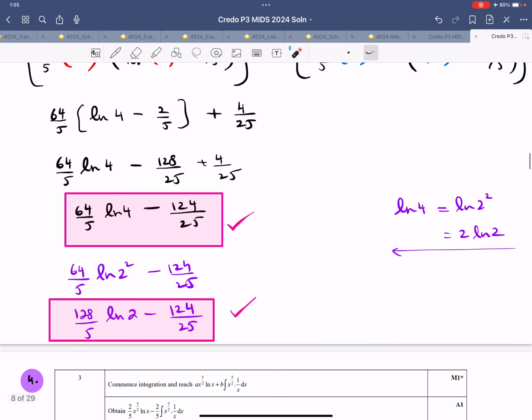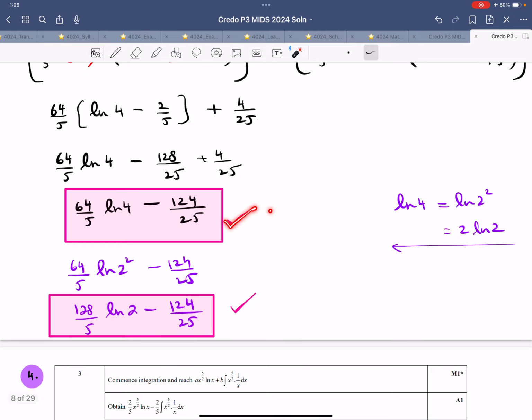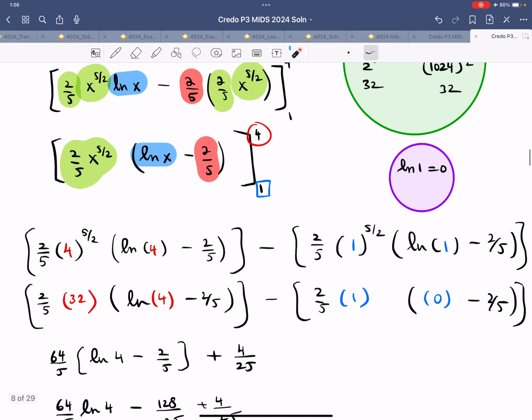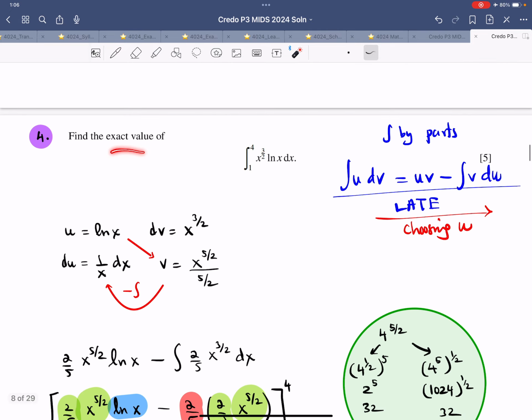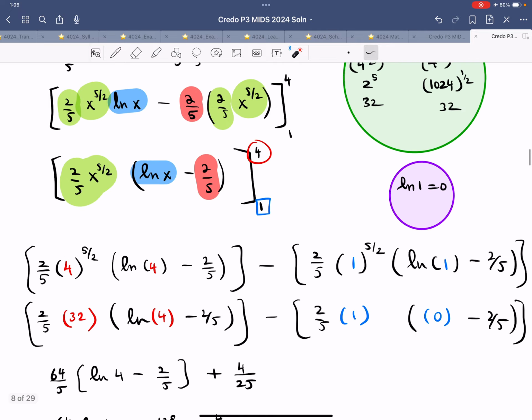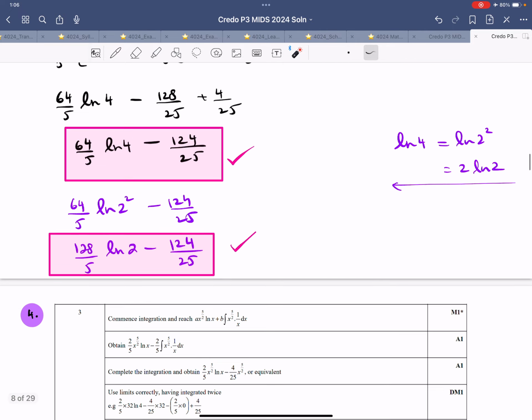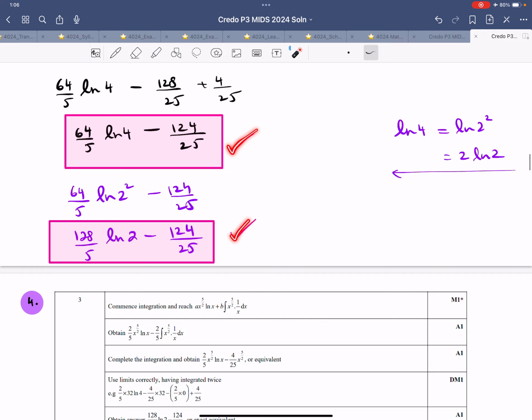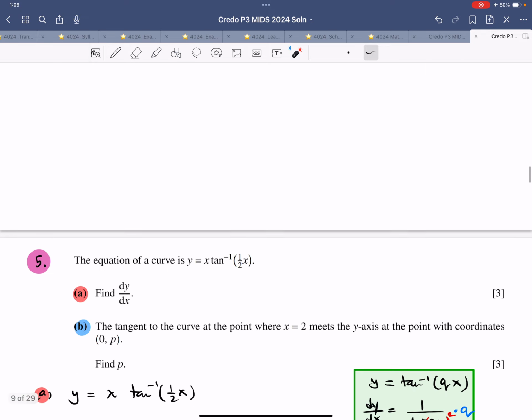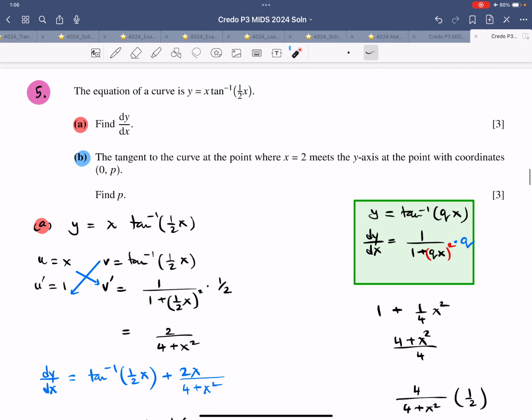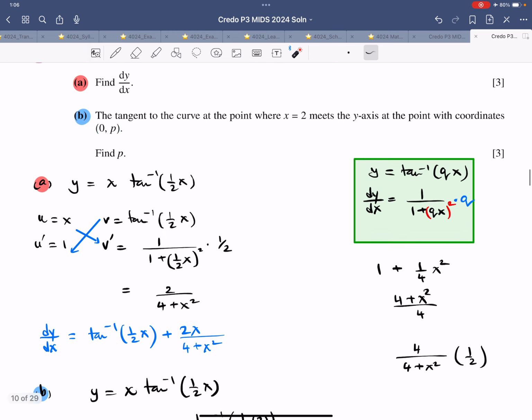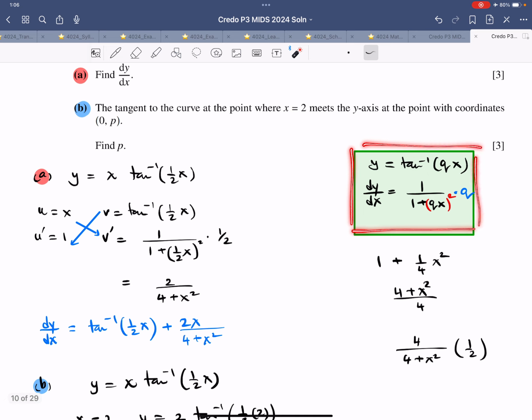And you simplify things. Either you leave the answer as it is or you simplify a bit further. They simply wrote, write the exact value. Find the exact value of this definite integral. So this is also good. This is also good. Question number 5. This is about differentiation now. The equation of a curve is y equals x tan inverse half x. Find dy by dx. That's the background knowledge that I need.